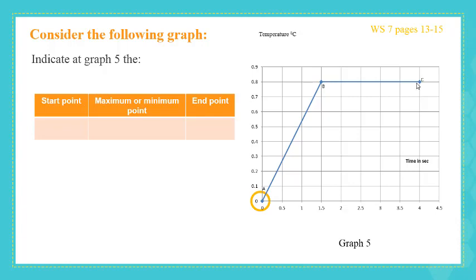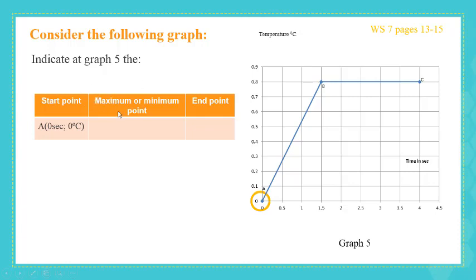In this case, it's very easy to determine the coordinates of point A. Why? Since point A is located on the intersection of the x-axis and y-axis, we deduce that its value on both axes is 0. So we write 0 second, 0 degrees Celsius. 0 second since the unit of time is second, 0 degrees Celsius since the unit of temperature is degrees Celsius.